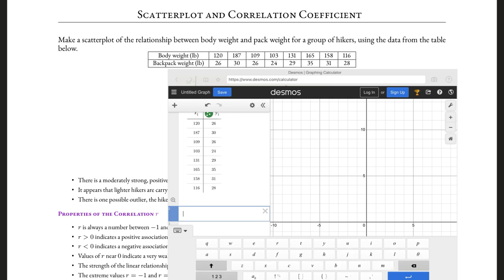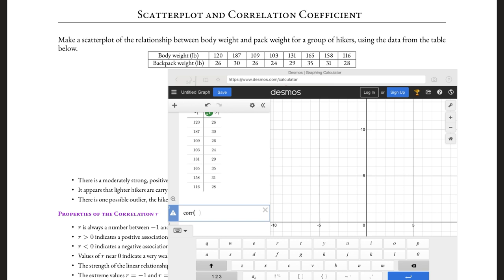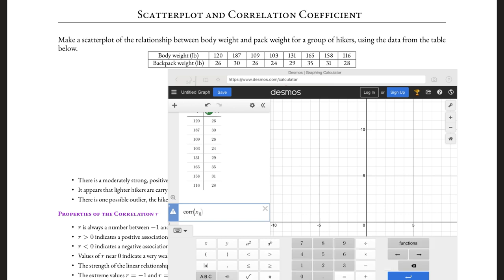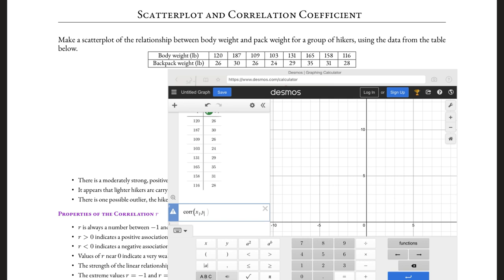type C-O-R-R, open the parentheses. The data was entered in X sub 1, Y sub 1, so we have to type X and then underscore 1 for x sub 1. Exit out of the subscript, comma. Do not put the comma in the subscript. Exit out of subscript mode before typing the comma, and then y sub 1. It has to be x sub 1, y sub 1, because again, we entered the data in the table labeled x sub 1, y sub 1.